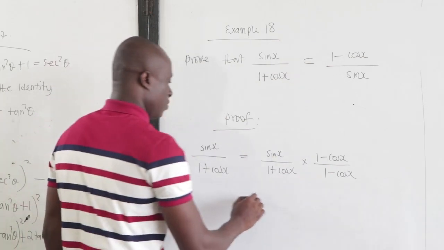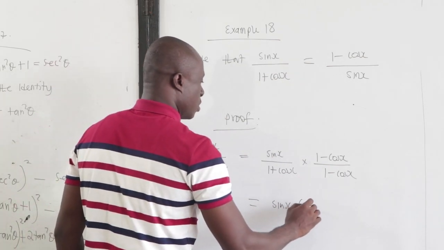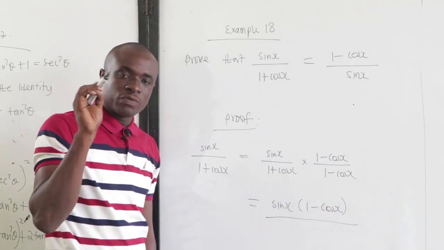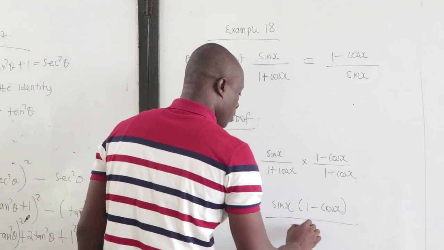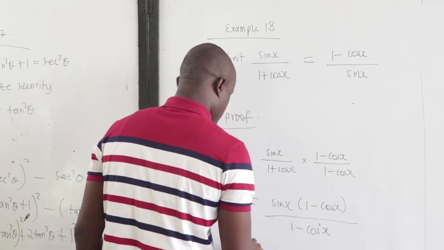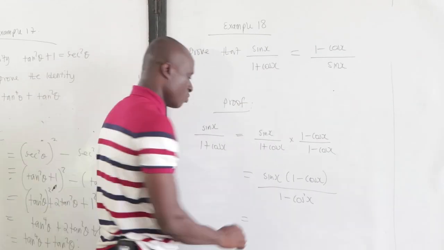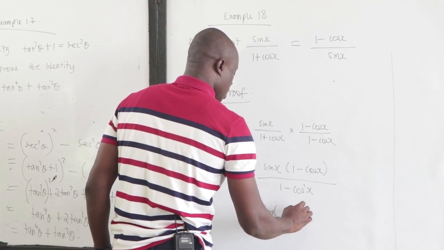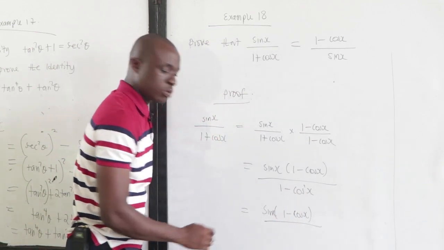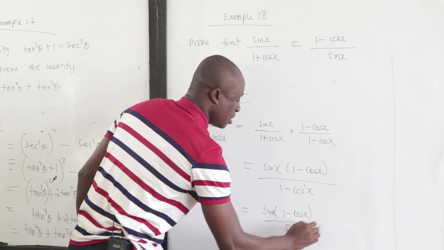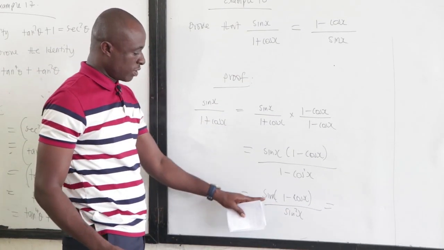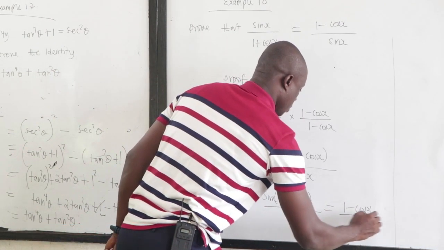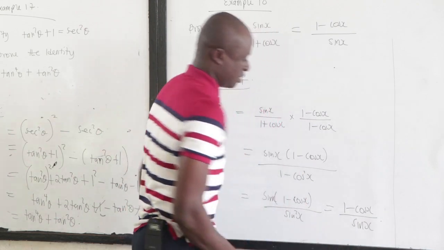Now looking at this, we have sine x and then this 1 minus cos x. But then the denominator is a difference of two squares. So clearly this is what? 1 minus cos square x. Now what is 1 minus cos square x? 1 minus cos square x is the same as sine square x. And looking at what we are supposed to prove, clearly this sine x cancels one of this. So we have 1 minus cos x all over sine x as required.